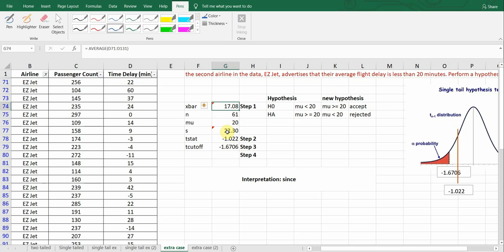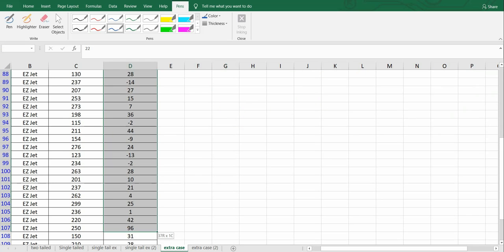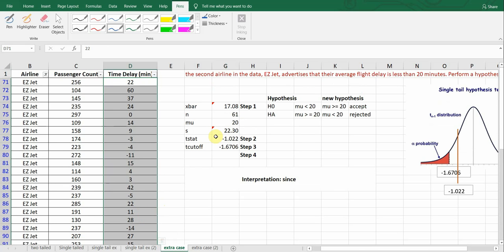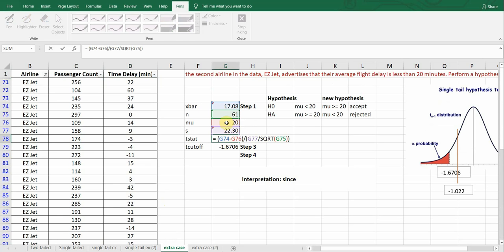Then the standard deviation, mu is, since we have 20 minutes, so mu is 20. N is the count of how many values you have over here, and we have around 61 rows of values, so N is 61. Once you get all this information, calculate your t-statistic value using the formula of x bar minus mu by standard deviation by square root of n. You get the value as minus 1.022.